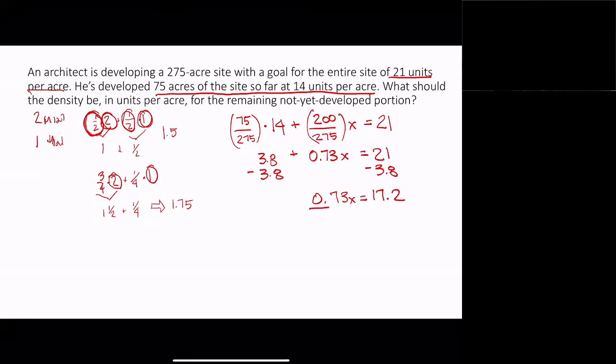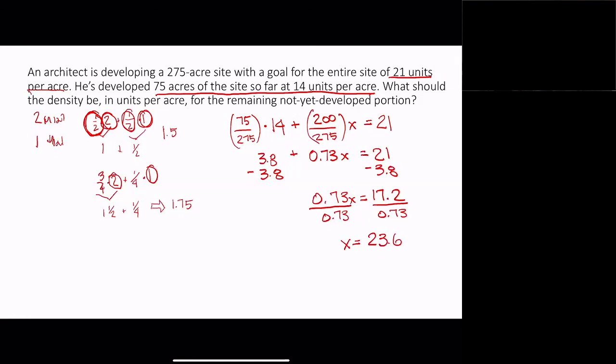Then we can divide both sides by 0.73. And we get x is equal to 23.6 units per acre. Now, again, don't just look at that and be like, got the answer. You have to make sure it makes sense, because it's so easy to screw up one of these things. Even if you got it right, it's so easy to screw it up by messing with a decimal point or something like that. And also, it should make sense. And that way, you know you did it right. You don't have to flag the question and come back to it.